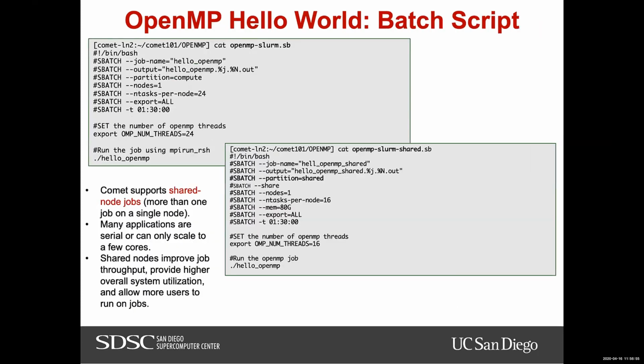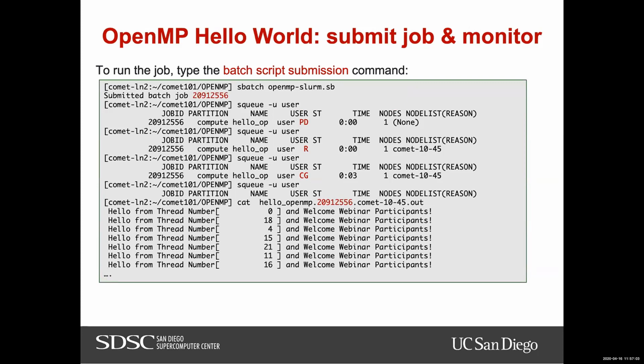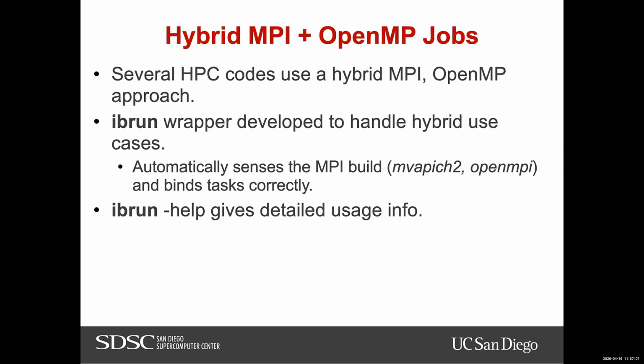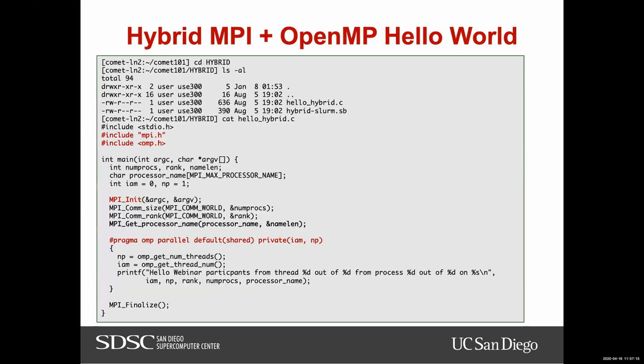Okay, and so got a bash script and some output. Submit the job, monitor, again, the same kind of partition. Hybrid MPI is actually pretty much the same. We use a wrapper and MPI and OpenMP, MPI GPU.